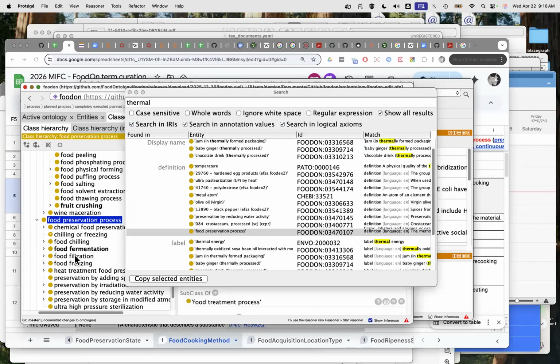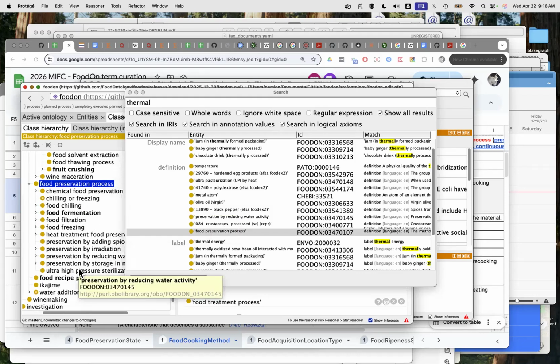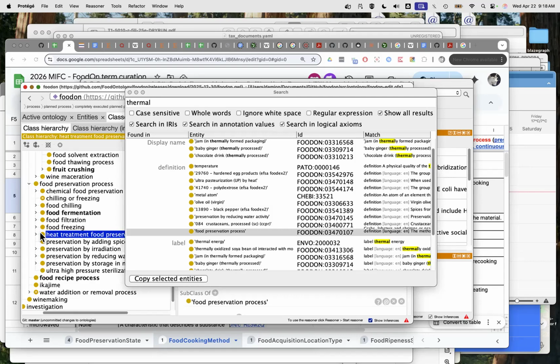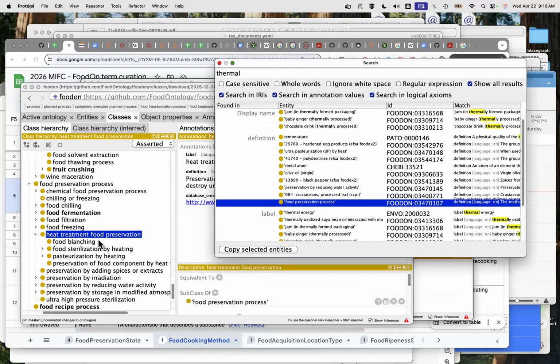I think there's food freezing, chilling here, freezing, heat treatment, food preservation process. Right. So our terms are really just a smattering. They're not really well organized right now. So all of this, thankfully, with our work will get cleaned up.